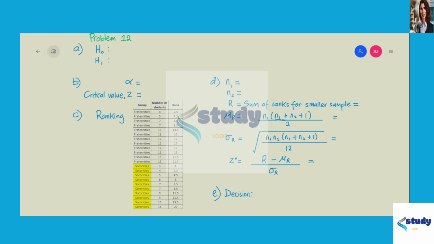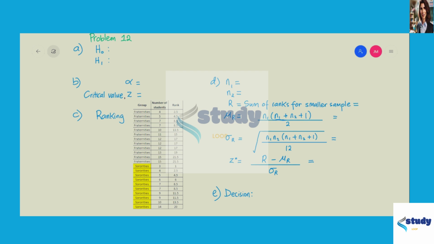So the first step is to state the hypothesis. After that, we're going to state the critical value of Z, and then we rank the data. After ranking the data, we can work out the value of Z and finally make a decision to reject or fail to reject the null hypothesis.